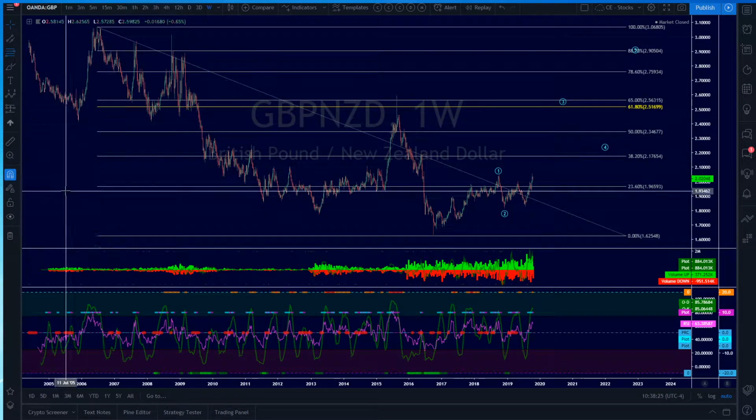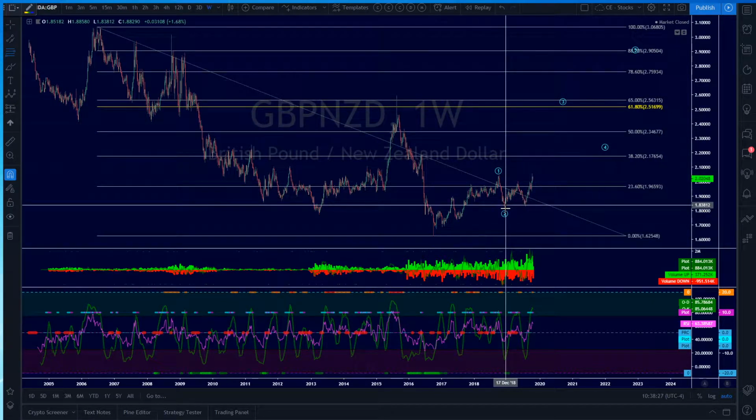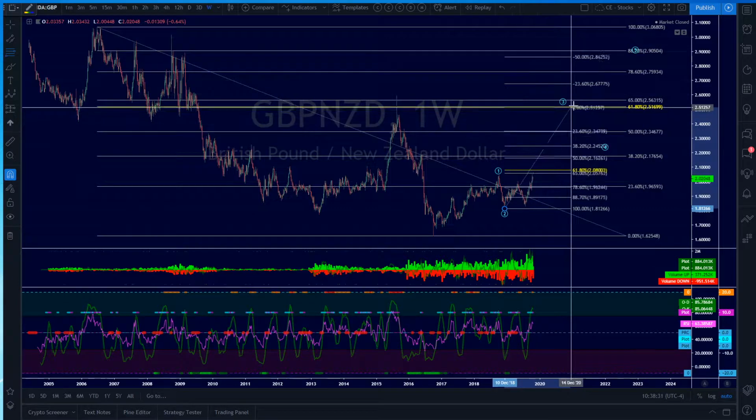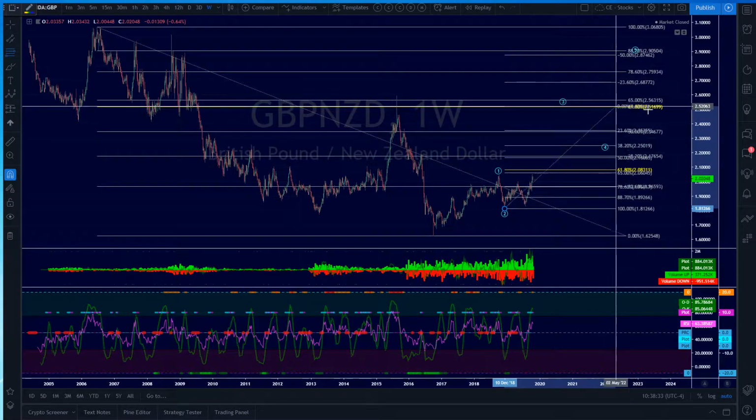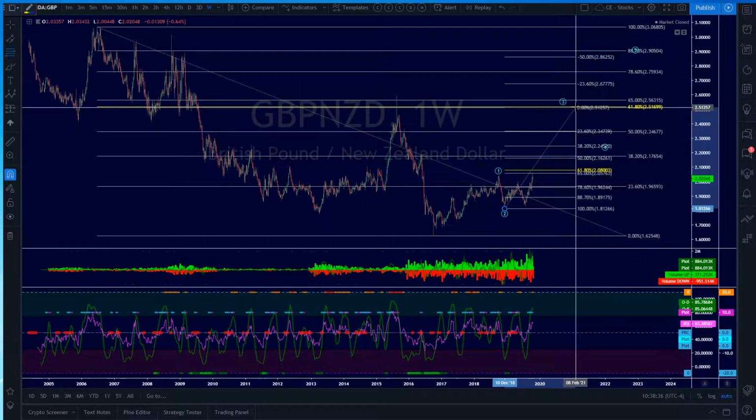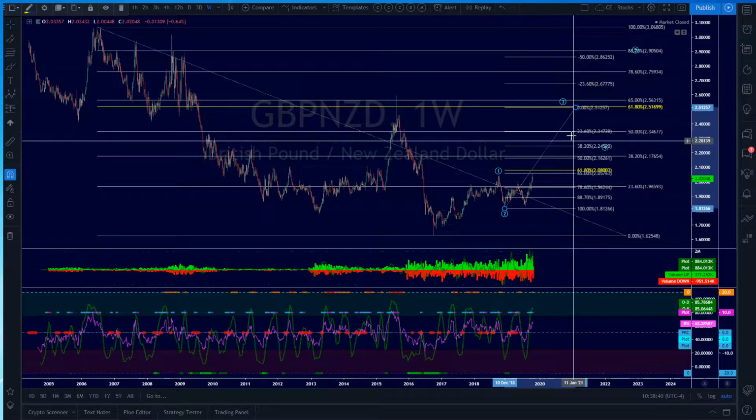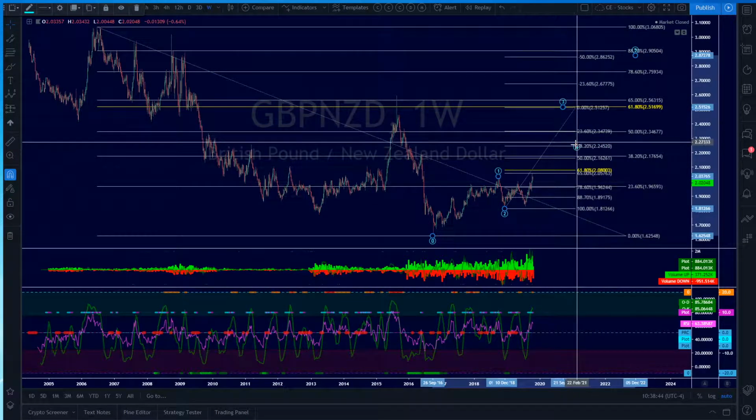that hasn't happened yet. Moving from the 2 down here, going up here to the 3, and we'll just say for the moment that it's going to be at the 618. You're looking for a move down to the 236 or the 382, which again is going to be right down here in this area.